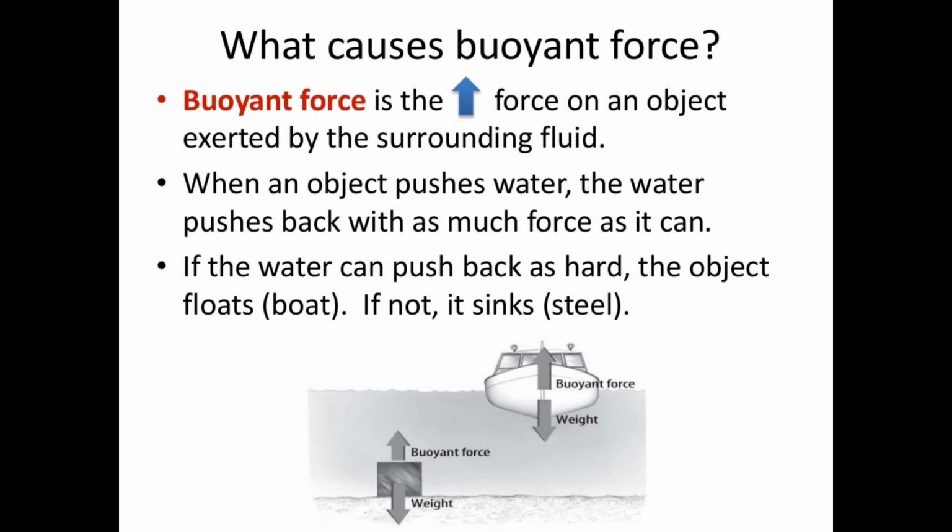What causes buoyant force? Buoyant force is the upward force on an object exerted by the surrounding fluid. When an object pushes the water, the water pushes back with as much force as it can. If the water can push back as hard, the object floats, and if not, it sinks.